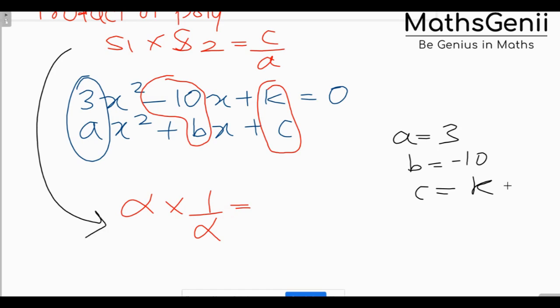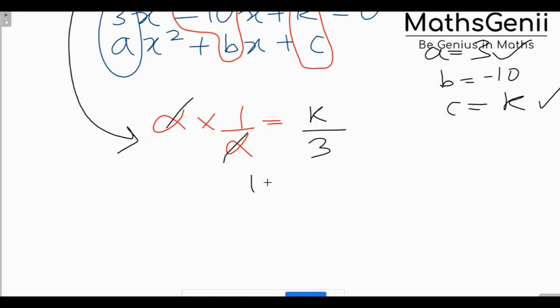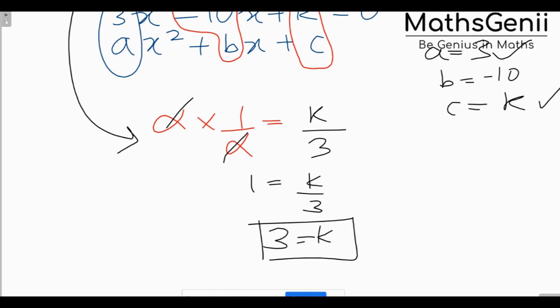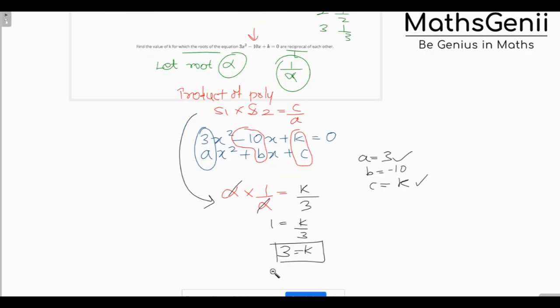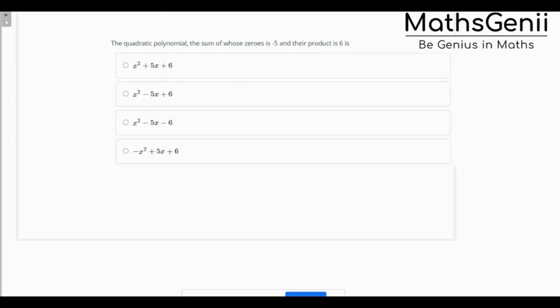So what is my C? C is k. And what is my A? A is 3. So alpha gets cancelled. What remains is 1 is equal to k upon 3. K is equal to 3 into 1, which becomes 3. So k value is 3. Again a 1 mark short question that had come in 2019. Let's quickly go on to the next question.